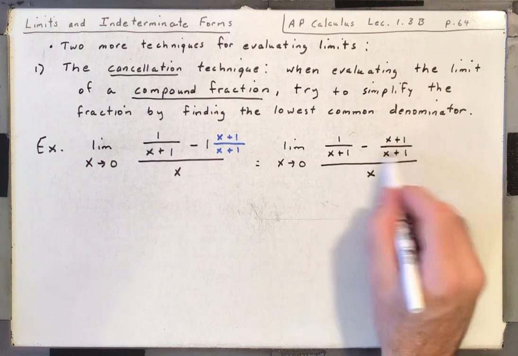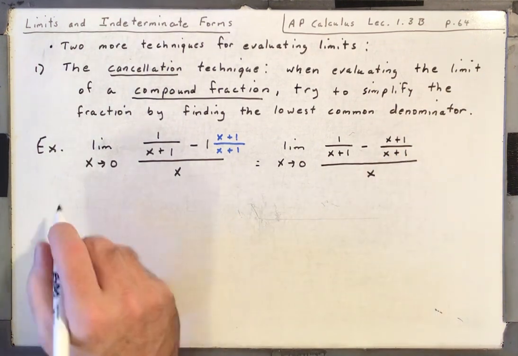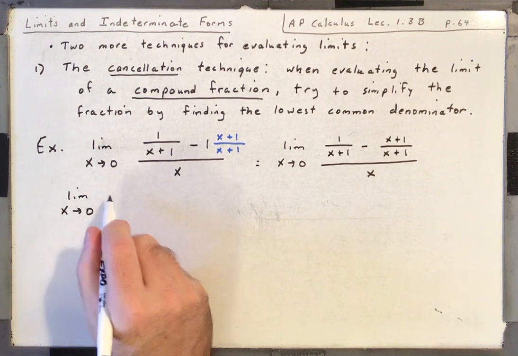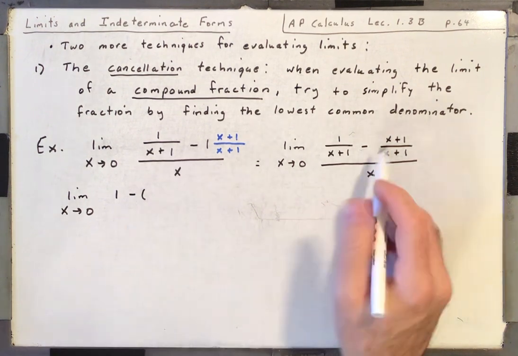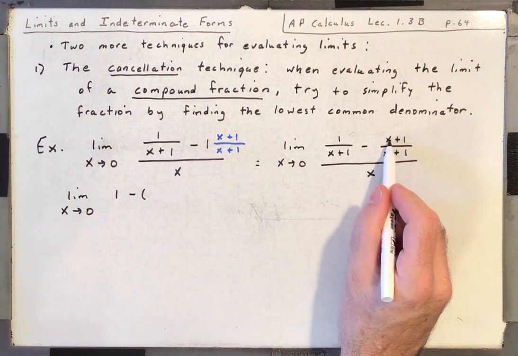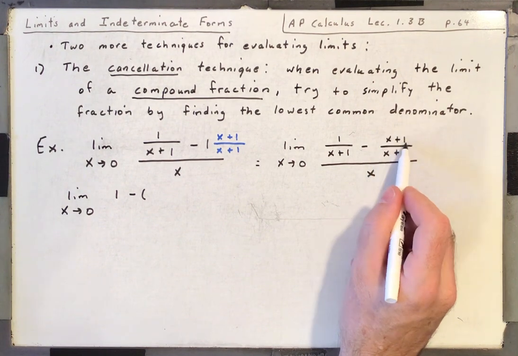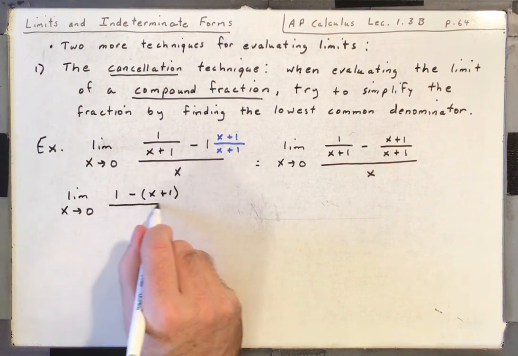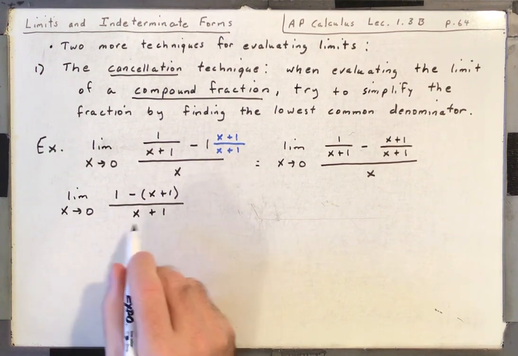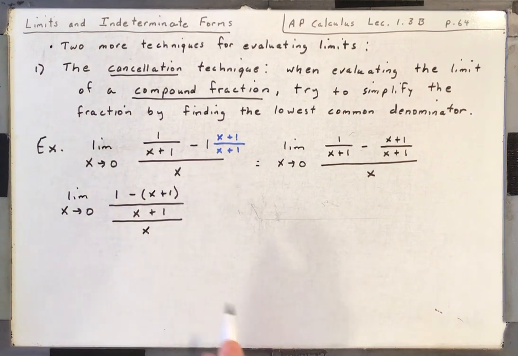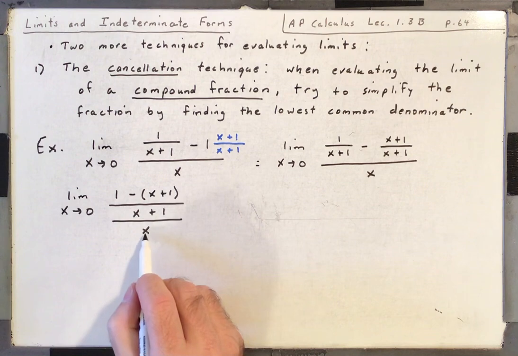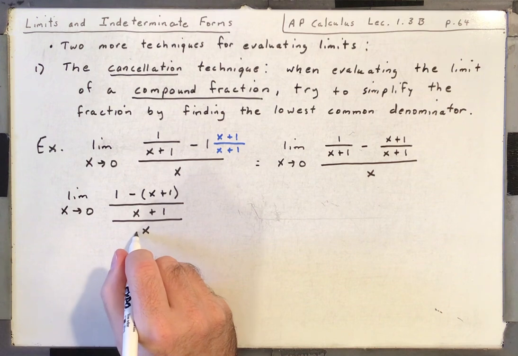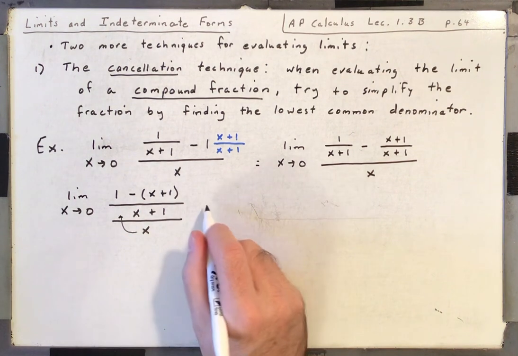Now I can put these two fractions together. I can do the subtraction because I have a common denominator. So we have the limit as x approaches 0 of, on the top, 1 minus, and I want you to put this part in parentheses because the subtraction is of both components, both the x and the 1. So 1 minus x plus 1, over the common denominator, x plus 1, over x. Now remember, this x down here is the same as multiplying this top fraction by 1 over x, so you can really bring that x up a level.